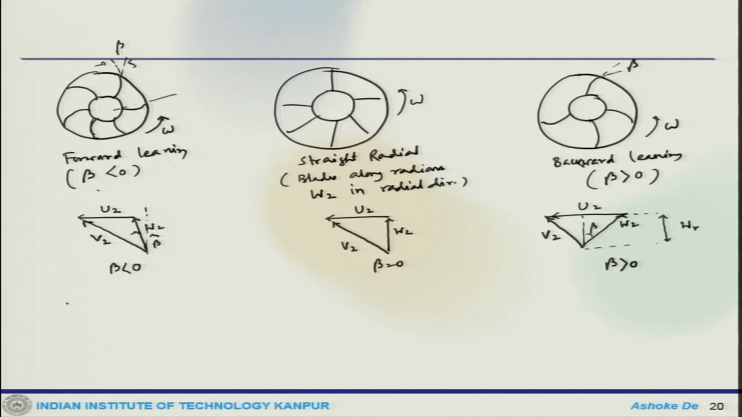So, let us consider a velocity triangle for the backward leaning case, okay. And we will look at the detailed analysis of what happens when you take that kind of blade. So, we will stop here and continue the discussion in the next lecture.